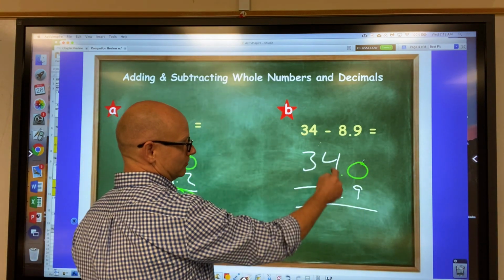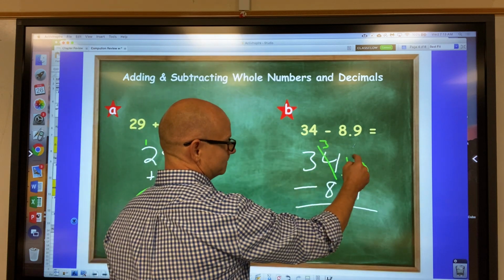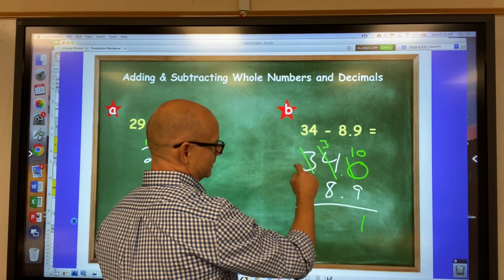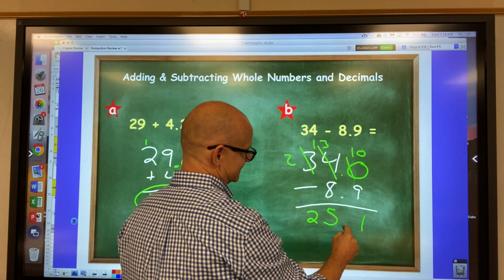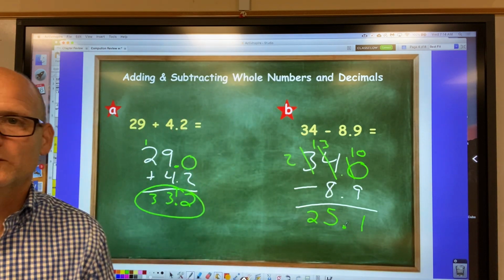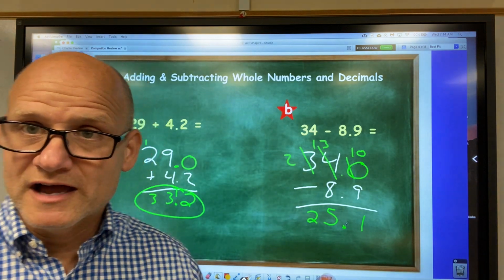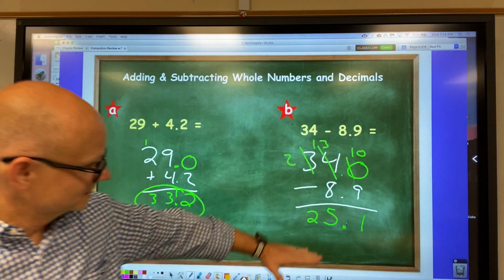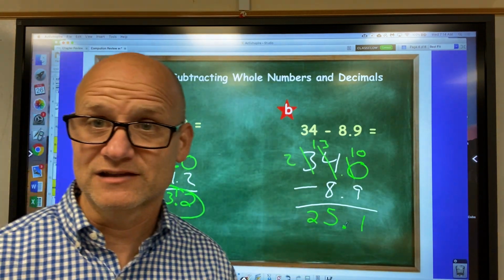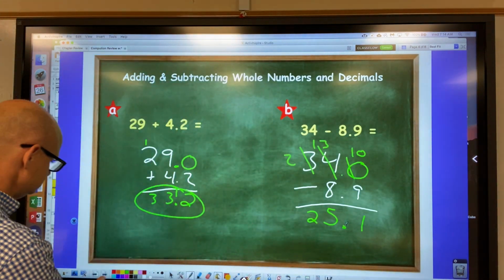And now let's just borrow. We're going to borrow 1, add 10. Borrow 1, add 10. Bring my decimal straight down. And we were expecting 24, 25. Do you see how my difference is very close to what I expected? This is called the difference, which is the answer to a subtraction problem.